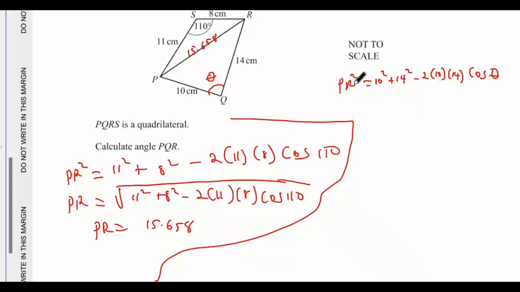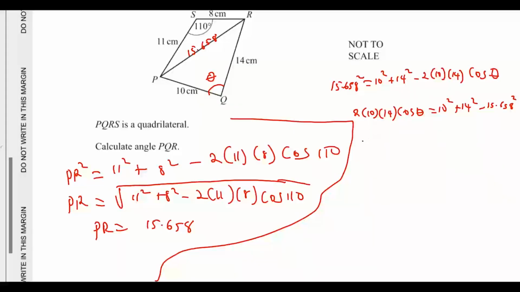But I know PR, PR equals 15.658, so I can just remove this and put 15.658 squared. Now what I need to do is make cos theta the subject of the formula. For that reason I have to bring it to this side, so 2 into 10 into 14 cos theta will equal 10 squared plus 14 squared, then I bring this to the other side, minus 15.658 squared.